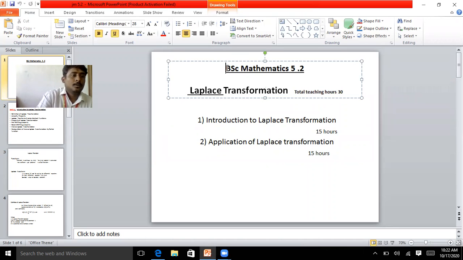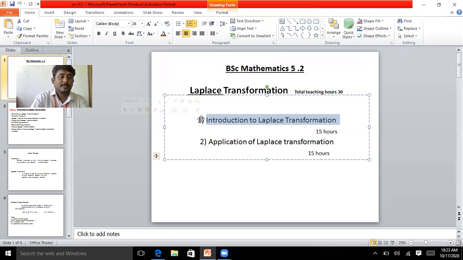So here, the new B.Sc. 5.2 CBCS syllabus is Laplace transformation. The total teaching hours of this subject is 30 hours. This subject has two units. The first one is Introduction to Laplace transformation and the second one is Applications of Laplace transformation. Both units will take 15 hours each.